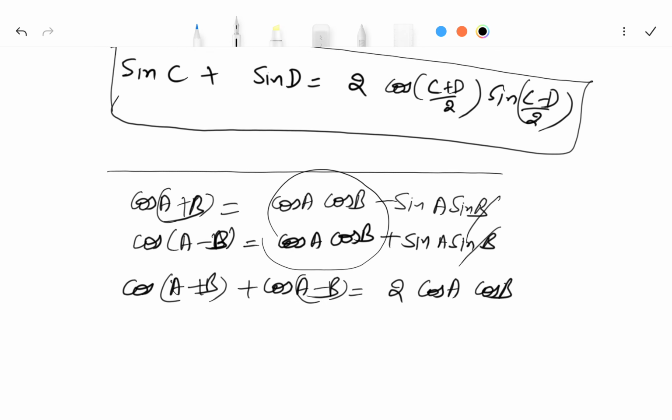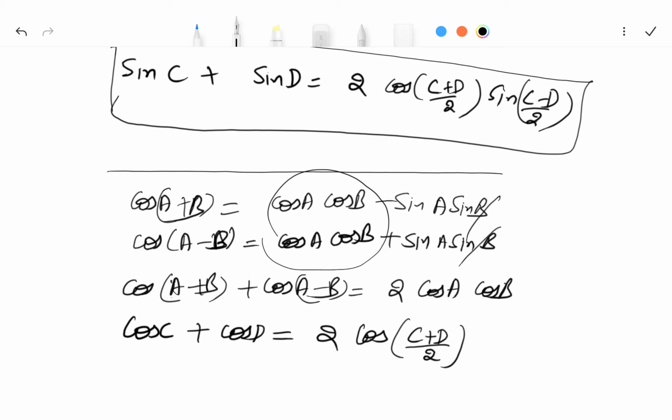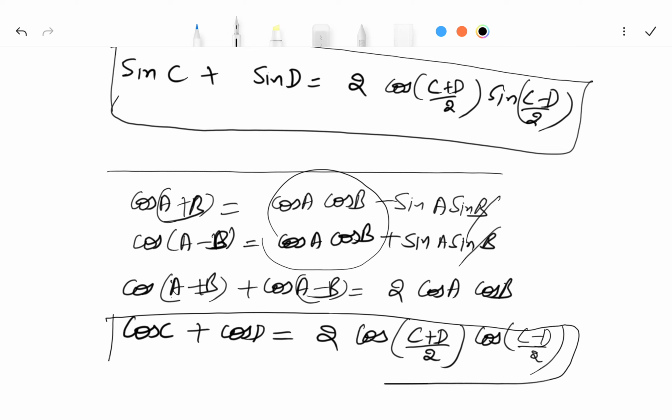And what is A plus B? It is again equal to C. Cos C plus cos D is equal to 2. What is cos A? A is equal to (C plus D) by 2. And what is cos B? What is B actually? It is equal to (C minus D) by 2. Done. This is another formula.